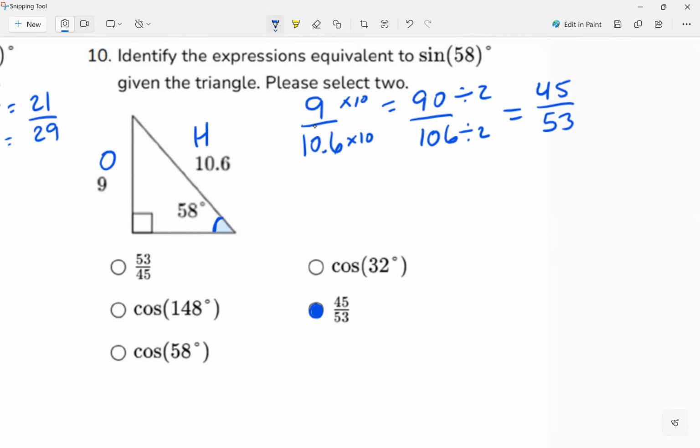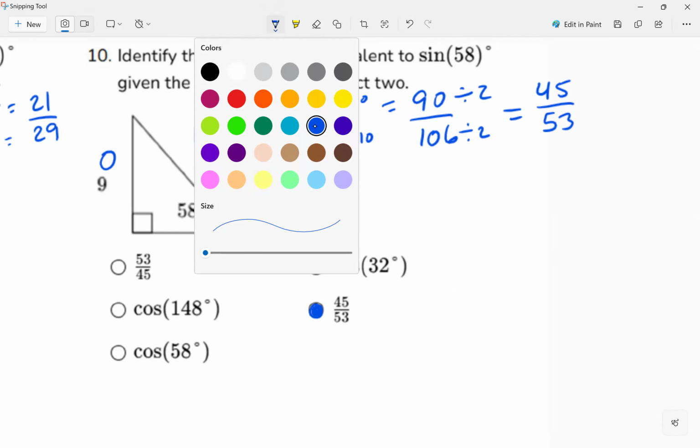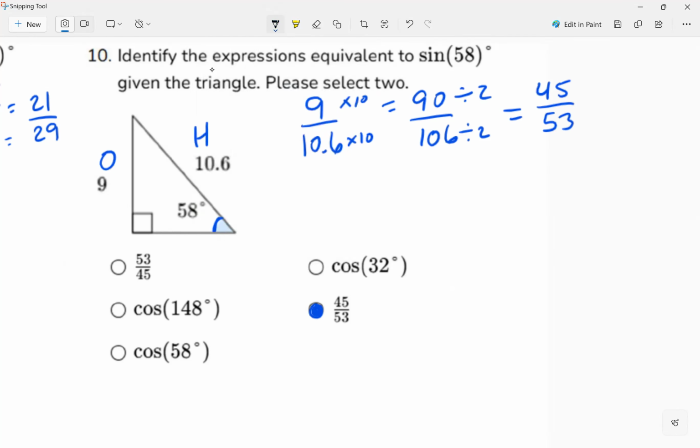Now, for the other choice, I see that two corners given are 90 and 58. I know 90 plus 58 is 148. Let me do that here at the side.